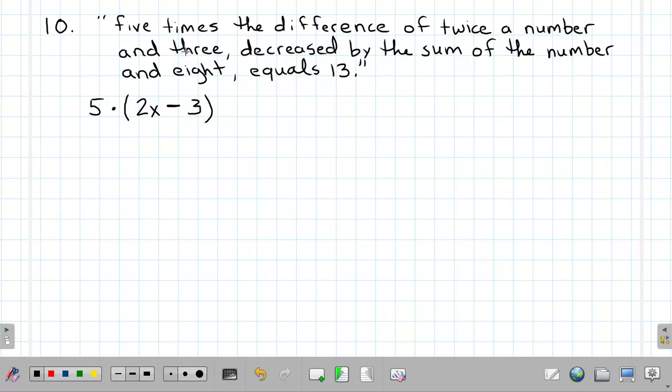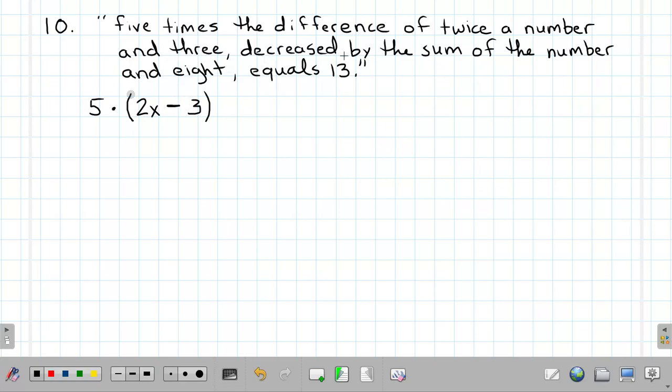Okay? So that's actually that first part. 5 times the difference, and once again, since we're multiplying it times the whole difference, we have to include parentheses here. If we wrote it without parentheses, what's actually being multiplied times 5? Well, 5 is multiplying just the 2x. But if we put the parentheses, it tells us 5 is actually multiplying the whole difference, or the whole subtraction here. Okay? So then we go on.